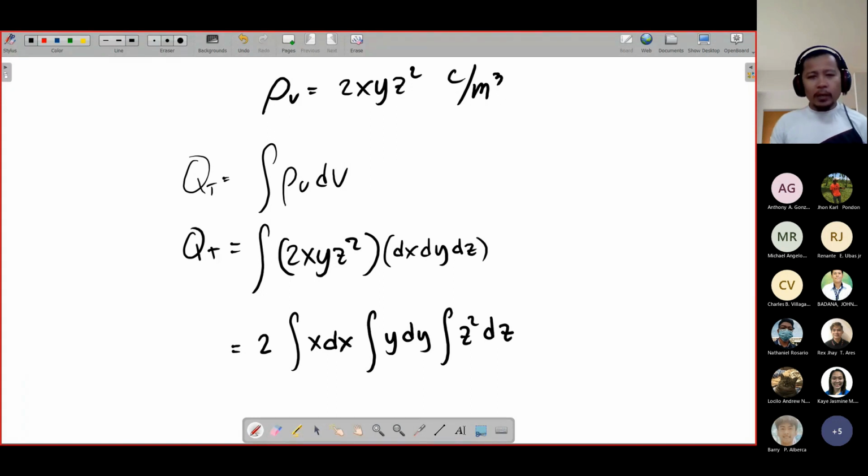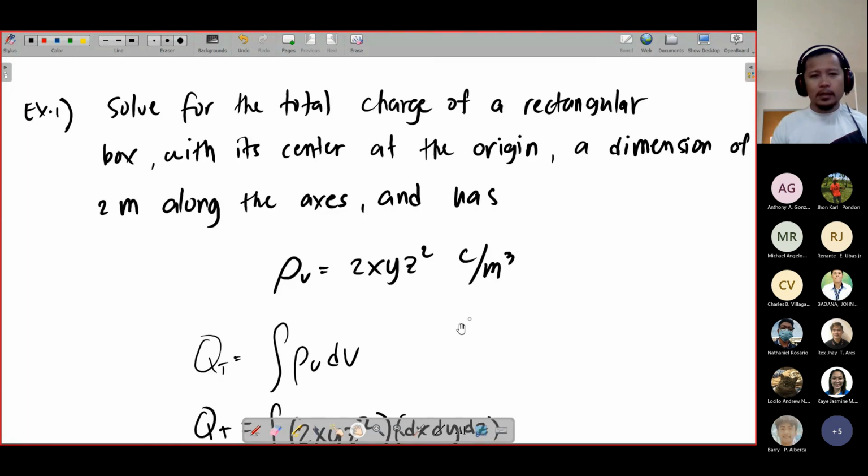But the problem is, there are limits. How are we going to determine the limits? First, let's determine what shape we have and where it is placed. As I explained before, it is fine if the box is attached directly to the origin.